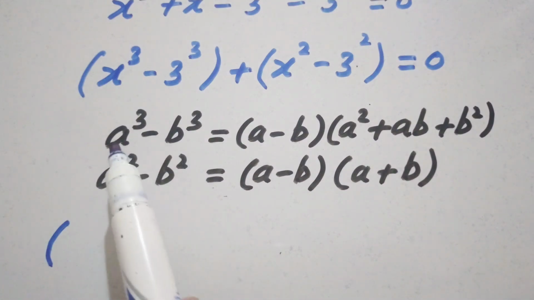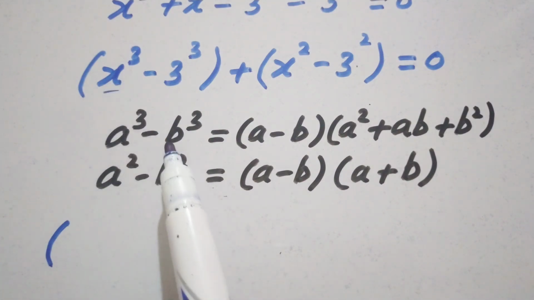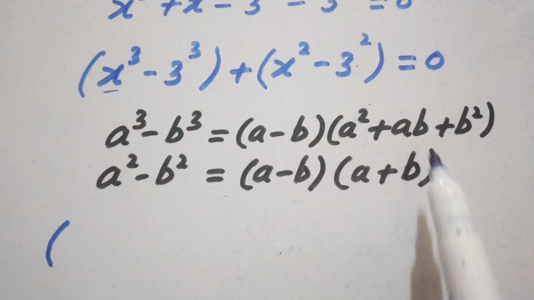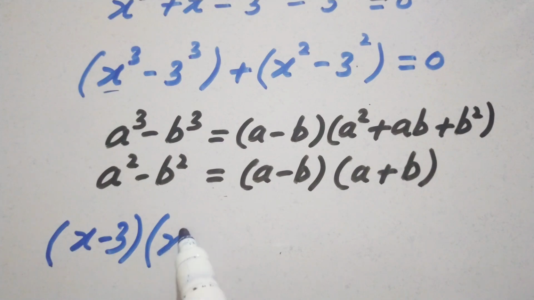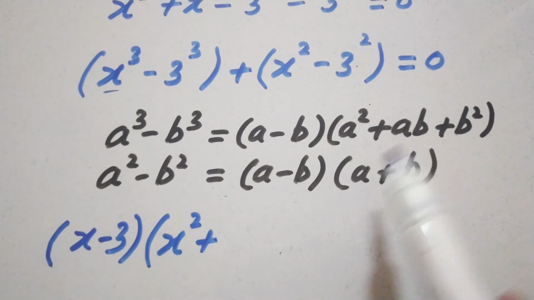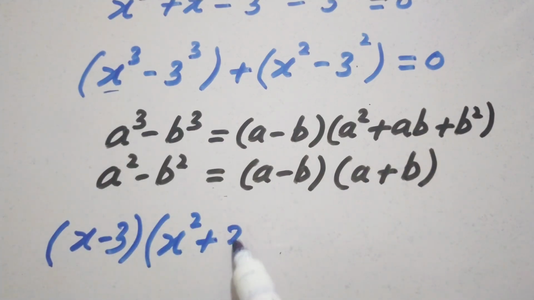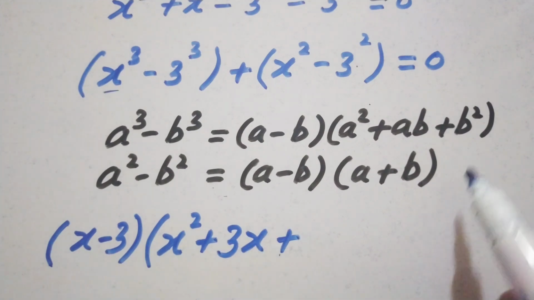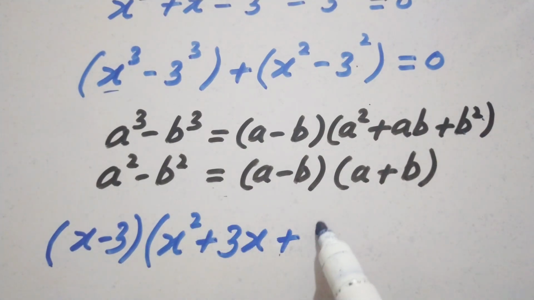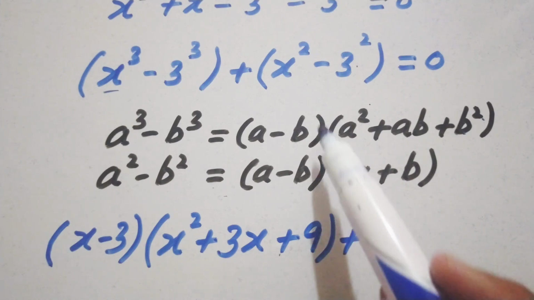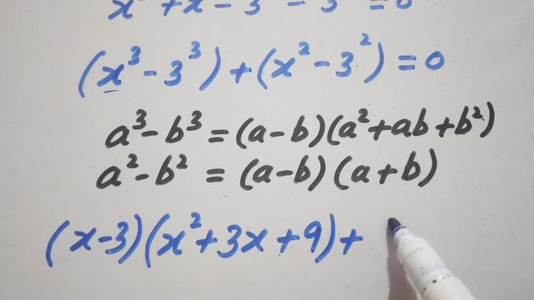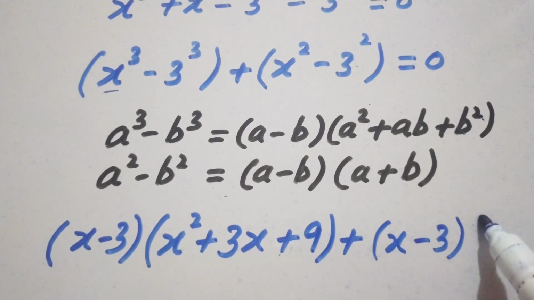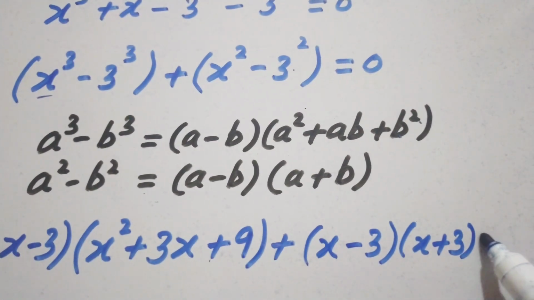x cube minus 3 cube. So here we have a is x and b is 3. So we will use this algebraic identity. This will become x minus 3 into x squared plus ab, which is x multiplied by 3, we will write this as 3x, plus b squared, means 3 squared, which is 9. Plus a squared minus b squared, now here we will use this identity, a minus b into a plus b. This will become x minus 3 into x plus 3, and this whole thing is equal to 0.